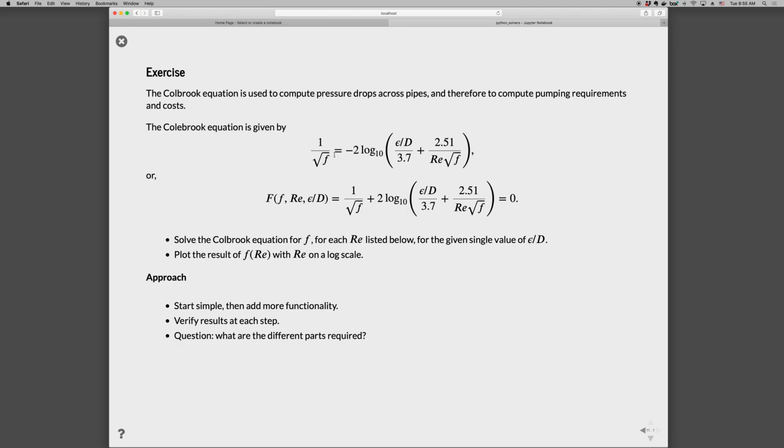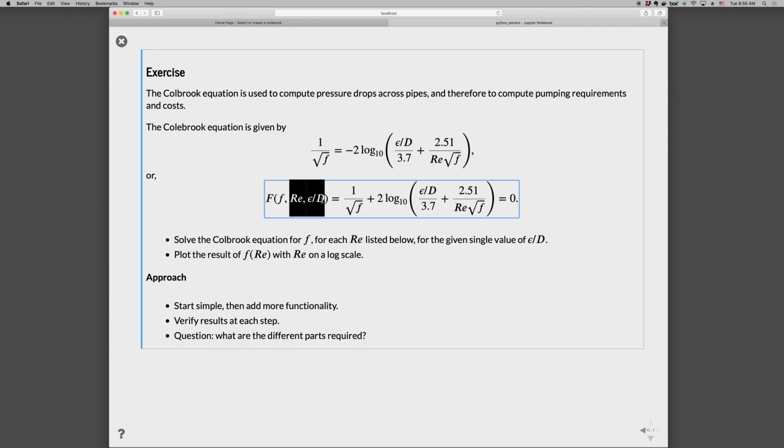It's not the function, f is the variable we're solving for, and this whole equation is effectively our function. So if we bring this right hand side onto the left, then we have 1 over root f plus 2 log 10 blah blah blah equals 0. And here big F is equal to 0, little f is our unknown, but we have these parameters, the Reynolds number and epsilon over d. So our goal is to solve this equation for a whole bunch of Reynolds numbers and for a single value of epsilon over d, and then plot the results.